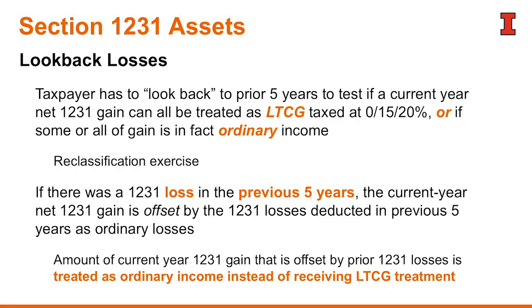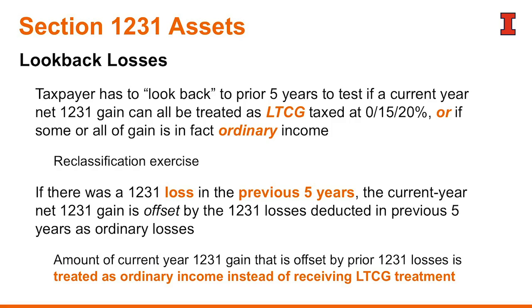So what they'll do is, to the extent you sold Section 1231 assets at a gain this year, the taxpayer will have to look back to the prior 5 years to check if any Section 1231 assets were sold at a loss. Here, the IRS will effectively net the 2 years together so that the character of any of the Section 1231 gain will be treated not as a preferential item taxed at preferential rates, but actually as an ordinary income item taxed at ordinary tax rates. This essentially becomes a reclassification exercise.